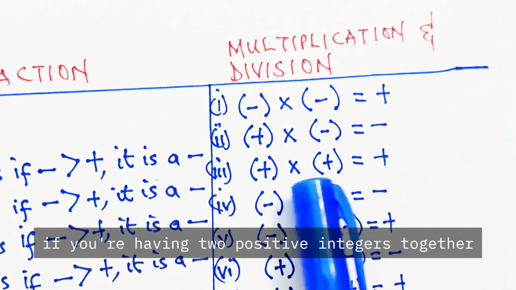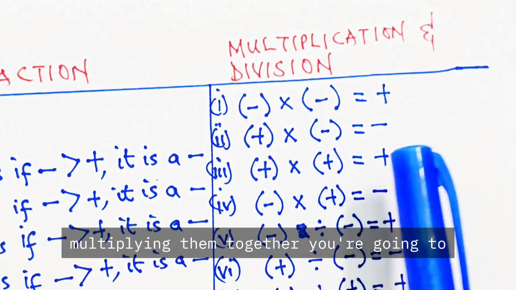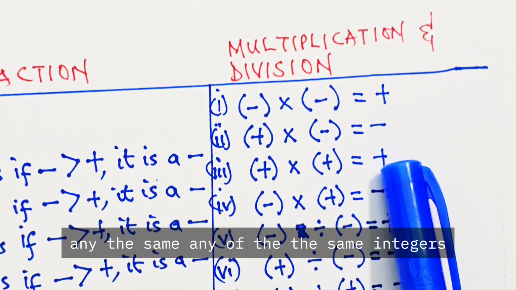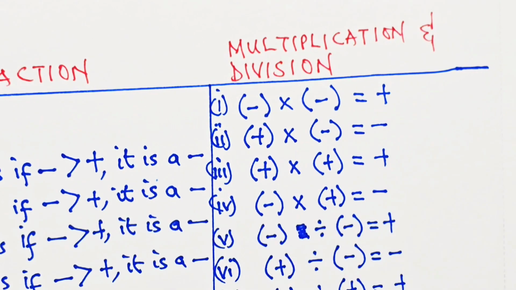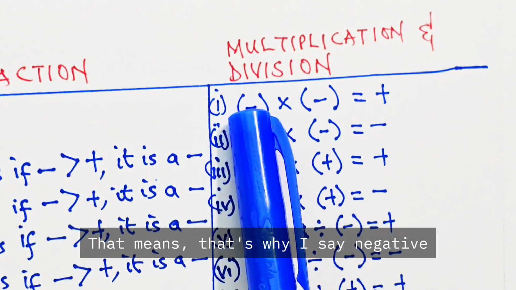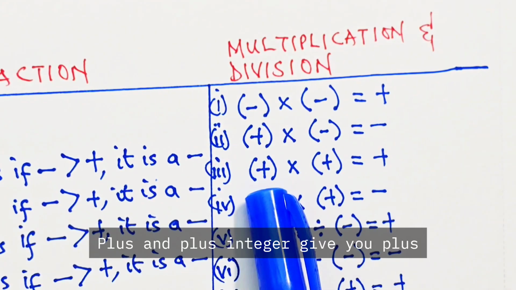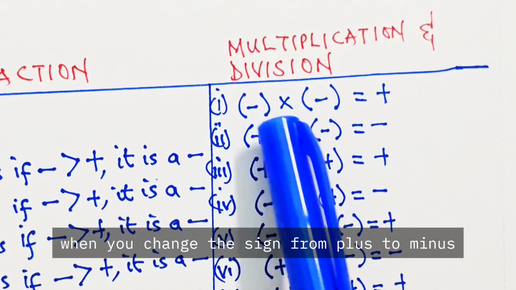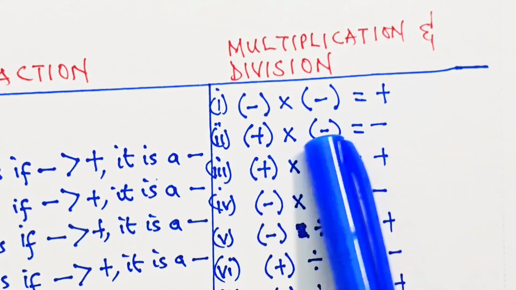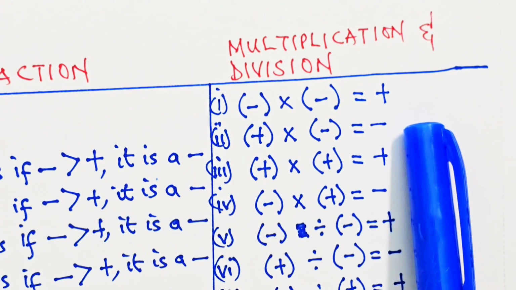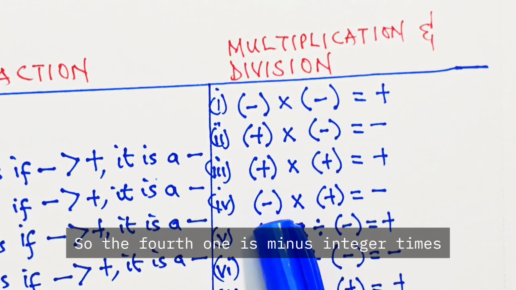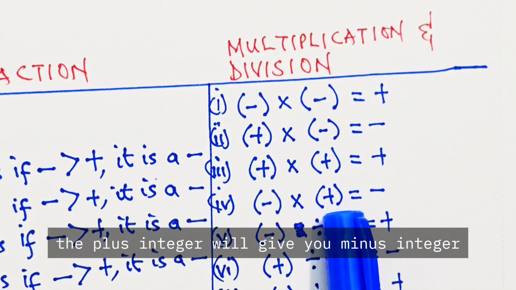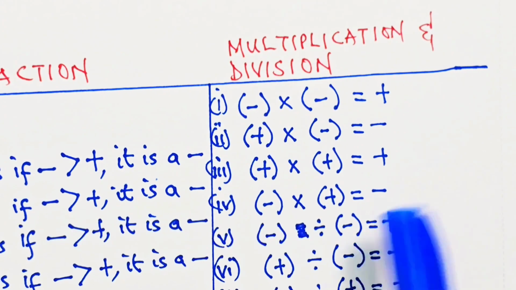So if you're multiplying two positive integers together, you're going to have a positive integer. It doesn't change. Any of the same signs will give you plus. That's why negative and negative integers give you plus, and plus and plus integers give you plus. When you change the sign from plus to minus, the minus supersedes. So the fourth one is a minus integer times a plus integer, which will give you a minus integer.